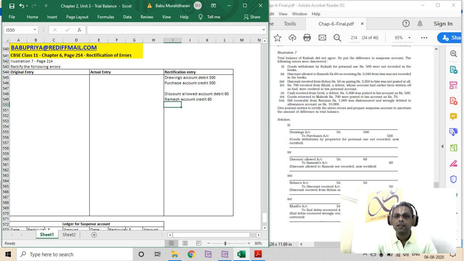The next one is discount received from Rohan, rupees 50, on paying rupees 3,250 to him, was not posted at all. So again, an error and a miss in posting. So here it is discount received. Discount received is an income. So Rohan account debit, the giver. Rohan account debit 50, discount received, credit all incomes and gains.